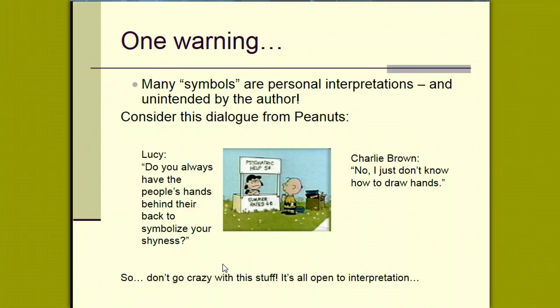Now, here's one warning about this. Many symbols are personal interpretations. We can overinterpret stuff. All right, here's an example. I love this little cartoon here from Peanuts. Lucy is sitting here at her little psychiatrist's desk, and she's been interpreting Charlie Brown's drawings. And she says, "Do you always have the people's hands behind their back to symbolize your shyness?" And he says, "No, I just don't know how to draw hands." So don't go crazy with this stuff. It's open to interpretation, and I will guide you. I will give you hints as to what to look for, especially in these first books, so that you can then focus on interpreting and not so much on finding.